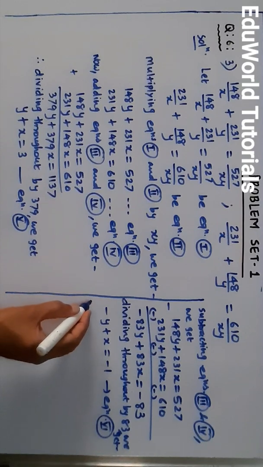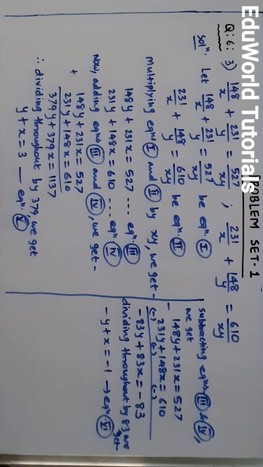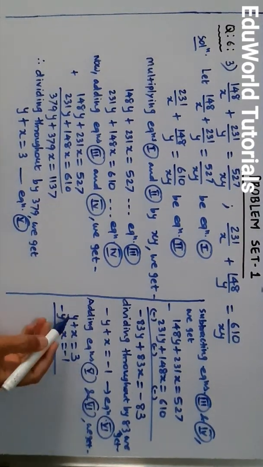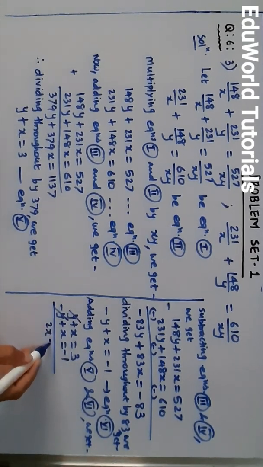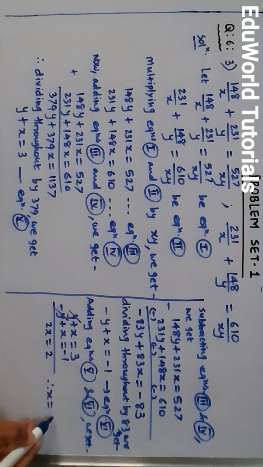So what we write? Now adding equations 5 and 6. So the y terms will get cancelled. x plus x becomes 2x. 3 plus minus 1 is 2. So value of x is equal to 2 upon 2, which is equal to 1.